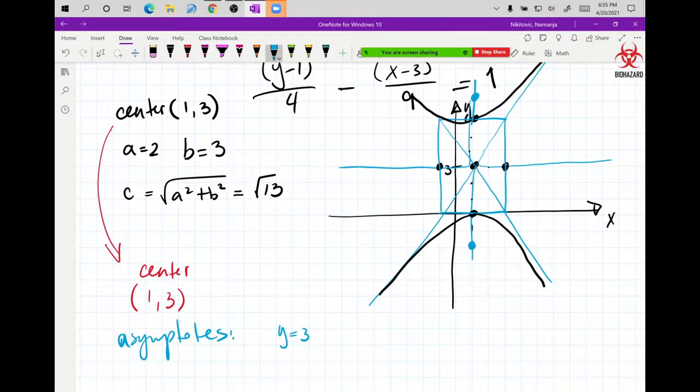And I already have that c is root 13. But I never wrote this. I'm jumping, okay. So focal points: the x coordinate is 1 and the y coordinate is 3 plus or minus root 13. There you go, focal points. And now we can focus on asymptotes.